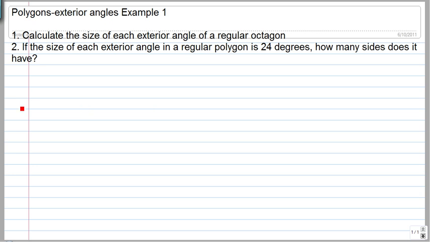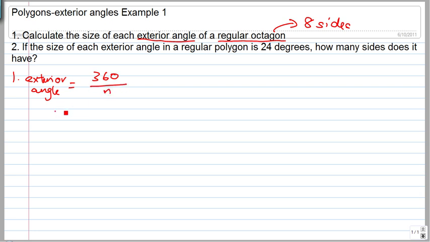Calculate the size of each exterior angle of a regular octagon. Okay, a regular octagon has all sides equal to each other, and it has 8 sides. To calculate the size of each exterior angle, the exterior angle is equal to 360 divided by n, which is the number of sides.